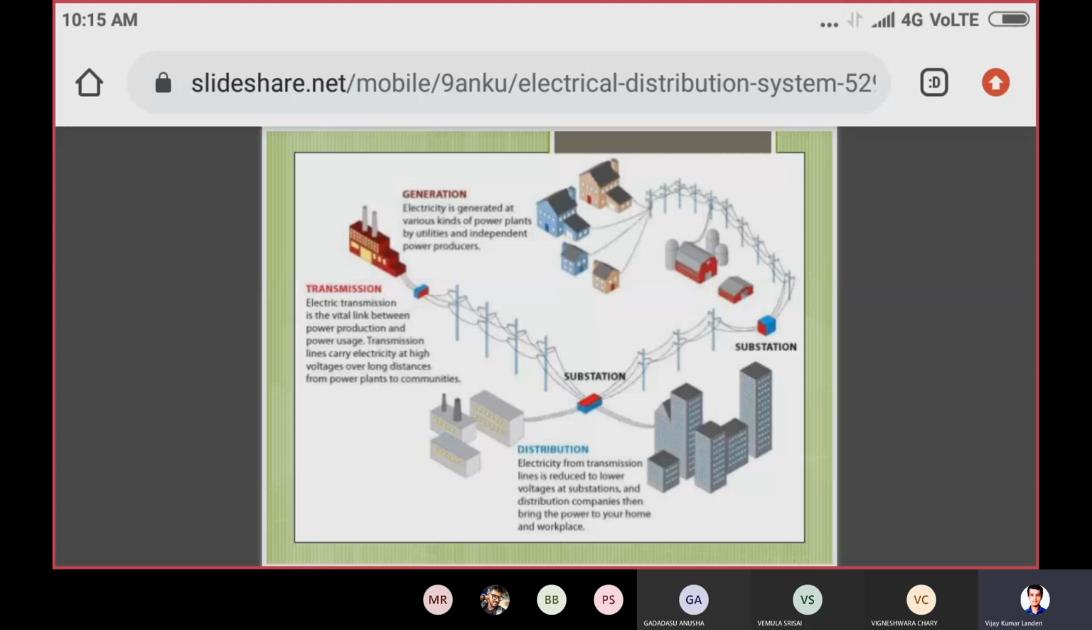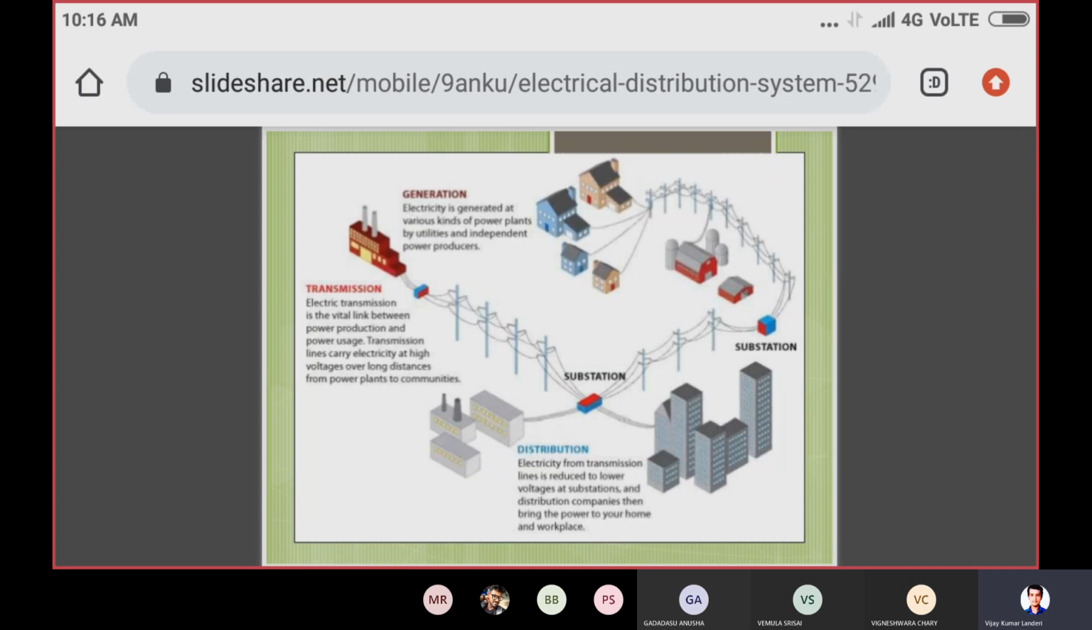So in the transmission part, what is happening? It forms a link between the production as well as the usage. Whatever link is there between production and usage, we call it transmission. In the case of the transmission, you can find that electrical power is carried at very high voltages over longer distances. That part of the system is called what? The transmission system.